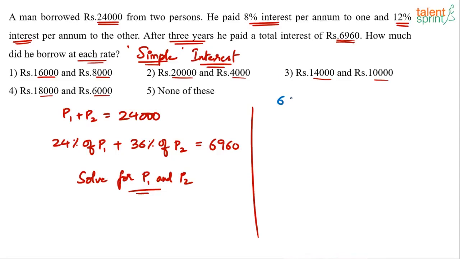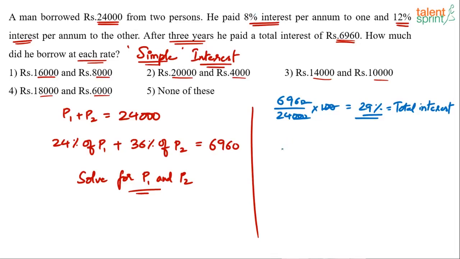So 6,960 divided by 24,000 into 100. So basically, 696 by 24. How much will that be? That's like 720 minus 24, right? It is 29%. Meaning the overall total interest, 29%, is nothing but the total interest from both the schemes together. Now, how does the allegation rule work? Let's assume the whole amount was borrowed at 8%.